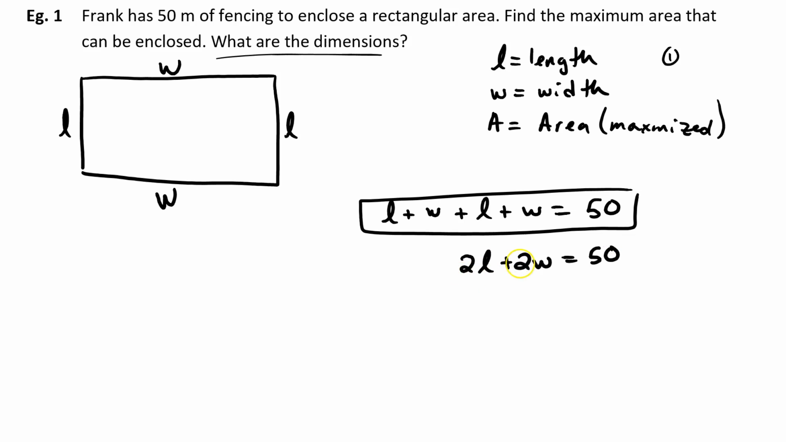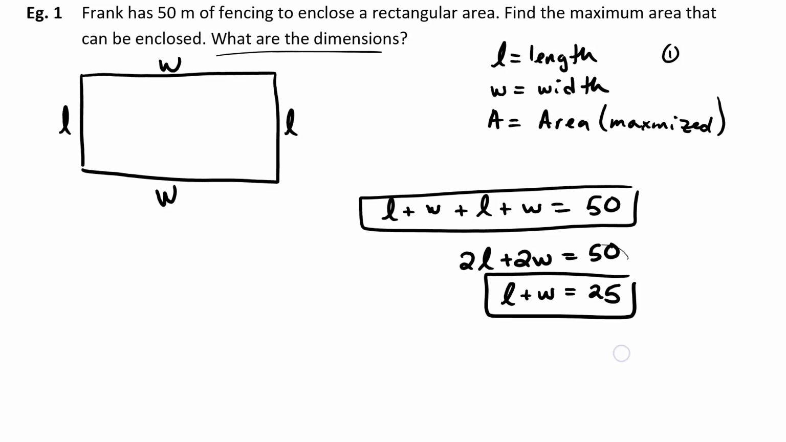And now what I can do is divide all 3 by 2, because each of the 3 terms, so on this side we have 2 terms, and on this side of the equation we just have 1 term. So we're going to divide everything by 2, so I say length plus width equals 25. And we're going to use this. Now, what is really important with these word problems is that you only have 2 variables. If I were to say area equals length times width, that's not super helpful because it doesn't tell us the relationship between these 2 things.